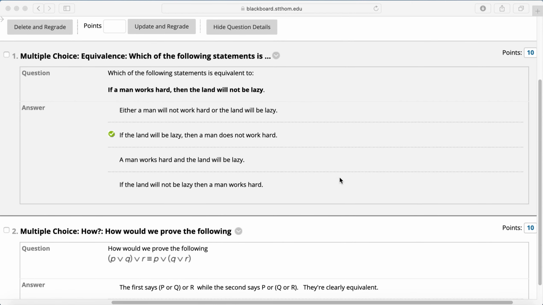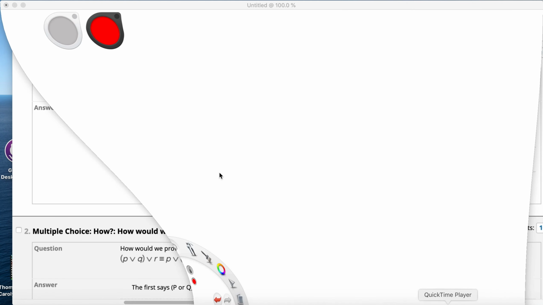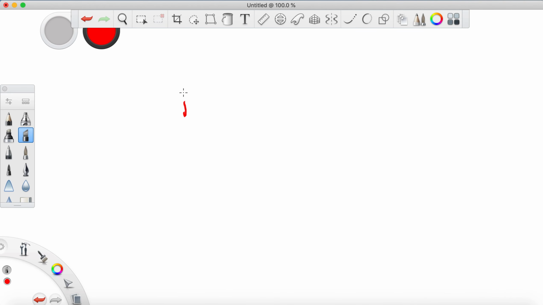Okay, so the first question: if a man works hard, then the land will not be lazy. This is of the form if P, then Q, and we want the contrapositive. If you have P implies Q, the contrapositive of that is not Q implies not P. So basically we want to take the second half of this sentence, negate it, and then imply the first half and negate it.